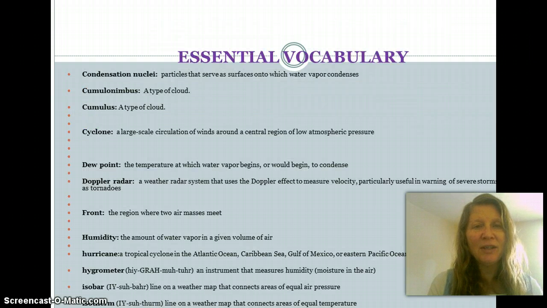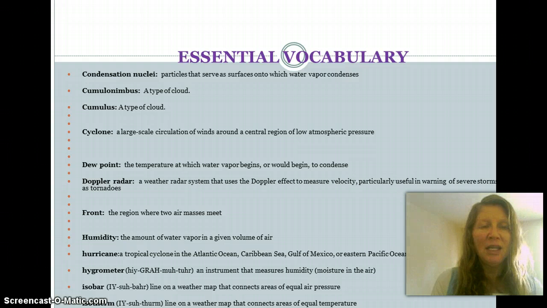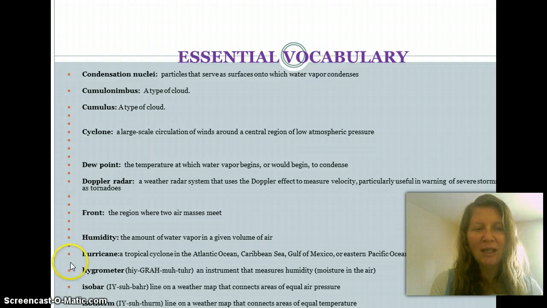And lastly, our essential vocabulary for this unit includes condensation nuclei, cumulonimbus, cumulus, cyclone, dew point, Doppler radar, front, humidity, hurricane, hygrometer, isobar, isotherm, and also all of our cloud types that we'll be going over in just a moment.